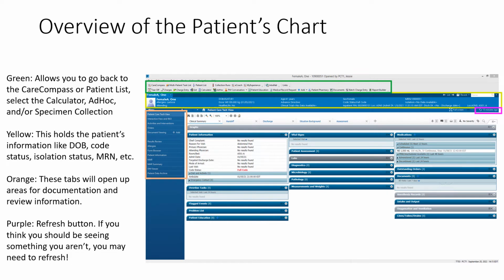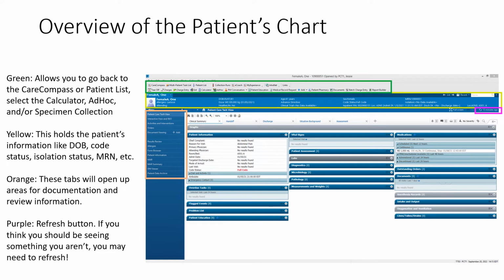Once you get into the patient's chart, you can do this by clicking on the patient's name from the Care Compass. It will open up to a screen similar to this. So in the green box, you'll see different things. It's not going to be in a green box in the live environment, but I'm highlighting things for training purposes. But the green box will get you back to Care Compass for your patient list. There's a calculator in there that you can do different calculations. Ad hoc, I'll explain that in a little bit, as well as specimen collection if you're asked to collect certain specimens for the patient. And you also would exit out using the exit button on that bar.